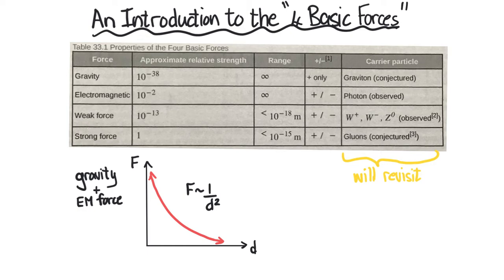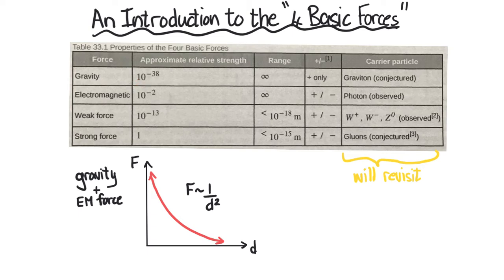But a good thing to do is to actually look at the relative strength. So if we take the strongest of the forces, the strong nuclear force, which holds protons and neutrons together in the nucleus, and we assign that a value of 1, then we see that the electromagnetic force is 10 to the minus 2, which is 1/100th the strength of the strong force. And then we see that the weak force is 10 to the minus 13, which is exceptionally small. And then gravity is even smaller, 10 to the minus 38.